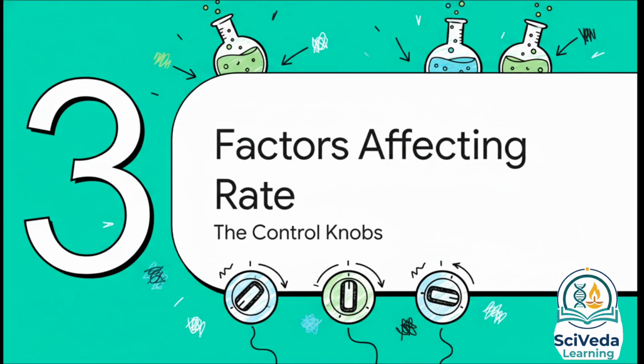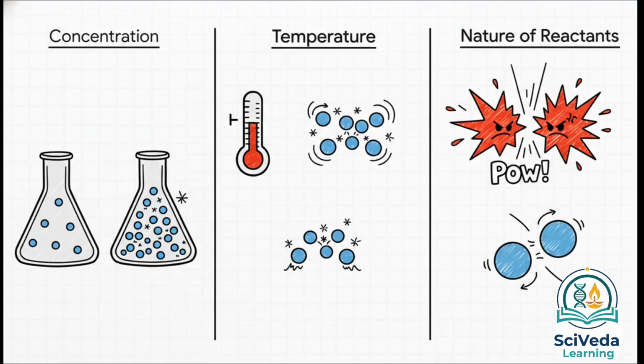Okay, so if we can measure a reaction's rate, that leads to a great question. Can we control it? And the answer is absolutely yes. In this section, we're going to look at all the different control knobs we can turn to speed up or slow down a reaction. Let's start with 3 of the big ones. First up, concentration. The more molecules you cram into a space, the more likely they are to bump into each other and react. Make sense?